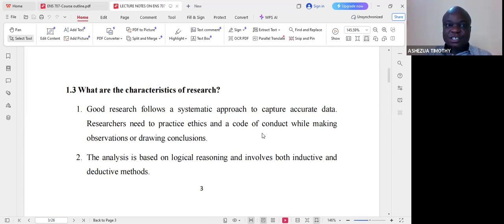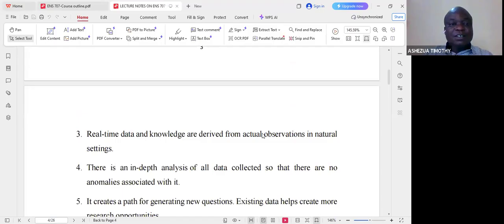I told you the first characteristic is that a good research has to follow a systematic approach. The second one is that the analysis is based on logical reasoning. You reason based on the observation you are making on the field. The analysis is based on logical reasoning and involves both inductive and deductive methods. Third, the data and knowledge are derived from actual observation in natural settings. Fourth, there's an in-depth analysis of all data collected so that there are no anomalies associated with them.